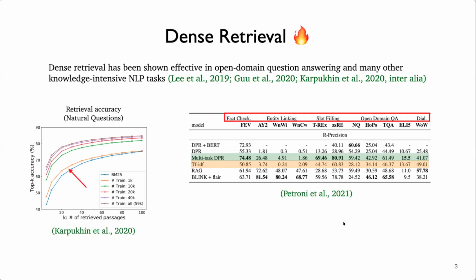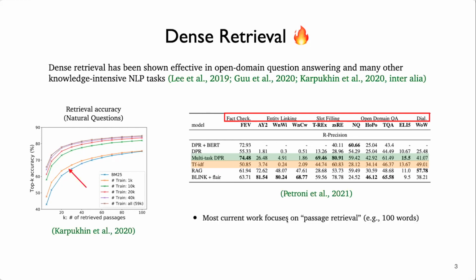As you can see from the table on the right, which is from the recent KILT benchmark, over a range of NLP tasks, including question answering, fact checking, entity linking, slot filling, and knowledge-grounded dialogue tasks, DPR can also greatly outperform TF-IDF basically across the board.